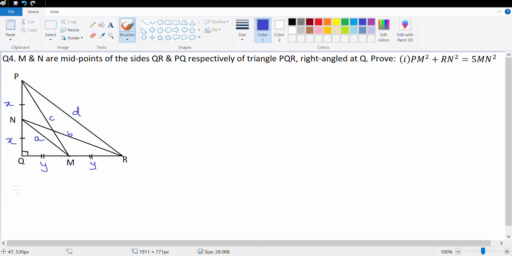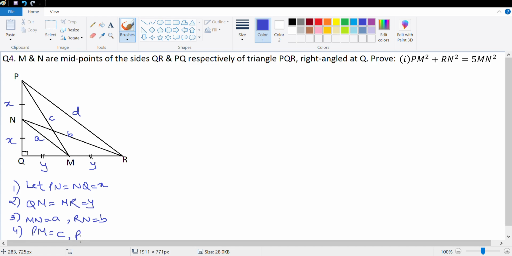So let's write our assumptions. Number one, let PN is equal to NQ is equal to X. Number two, QM is equal to MR is equal to Y. Number three, MN is equal to A. RN is equal to B. PM is equal to C. And PR is equal to D. Now we've created single letter variables. Let's see how this helps us.